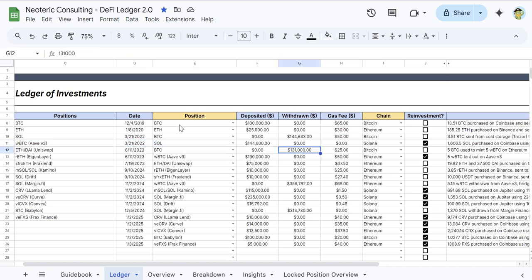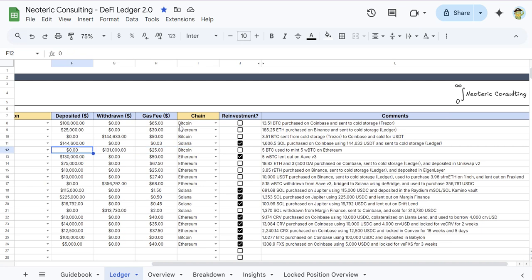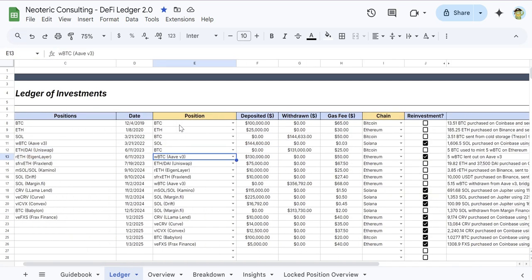And then let's say I bought some more Bitcoin with some external source of funds. And then I withdrew, looks like I withdrew some more Bitcoin. So I withdrew Bitcoin from here, put it in Sol, withdrew Bitcoin from here, put it in, and then I lent it out on Aave. I mentioned this here. I wrapped some Bitcoin into wrapped Bitcoin and lent it out.